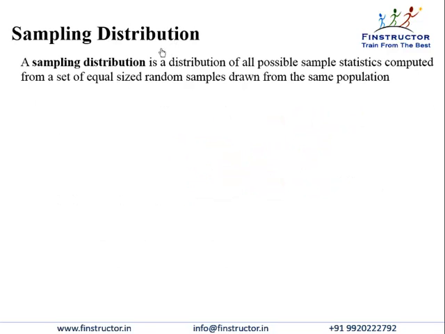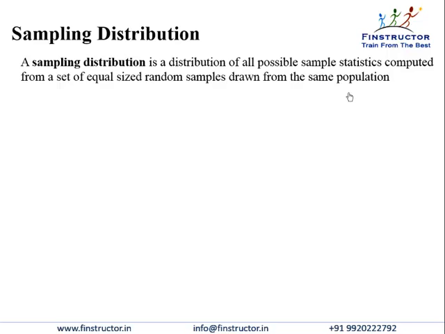Now, a very important concept is that of the sampling distribution. Remember, a sampling distribution is a distribution of all possible sample statistics computed from a set of equal sized random samples drawn from the same population.